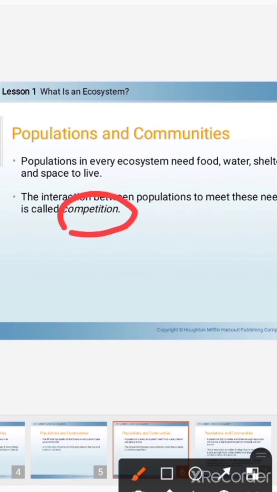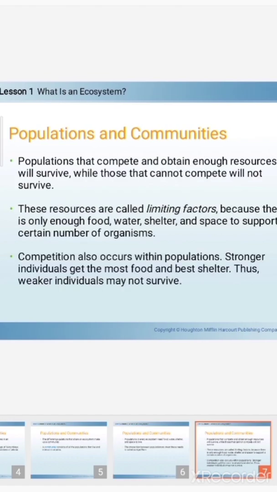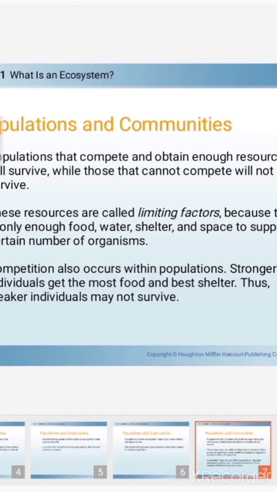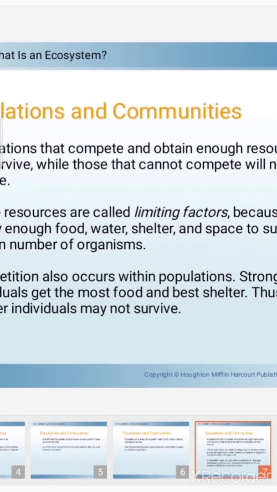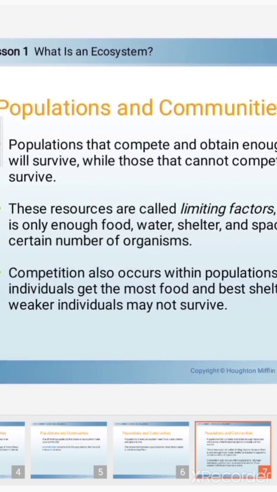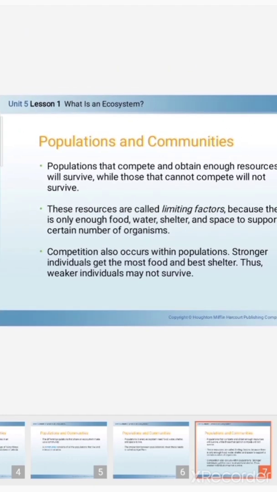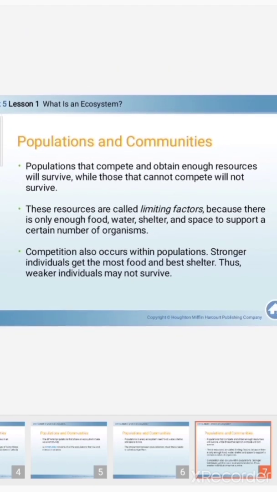So the result of this competition is that the populations that compete to obtain enough resources will survive, while those that can't compete will not survive. If the living organisms can't compete for the limiting resources, they will die. No one can live without the limiting factors, without these resources, to survive.